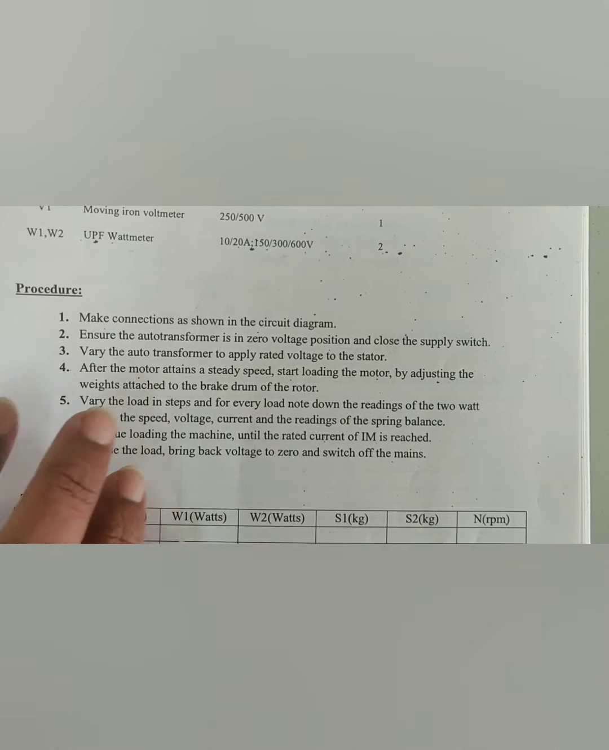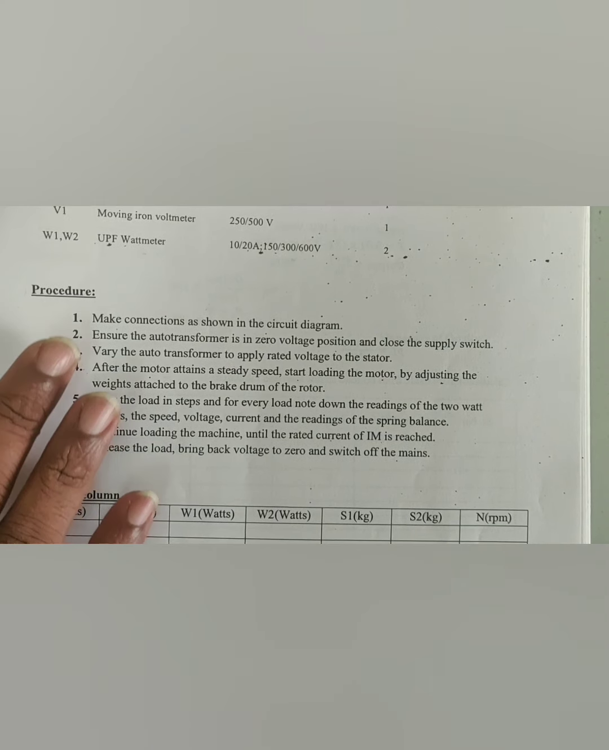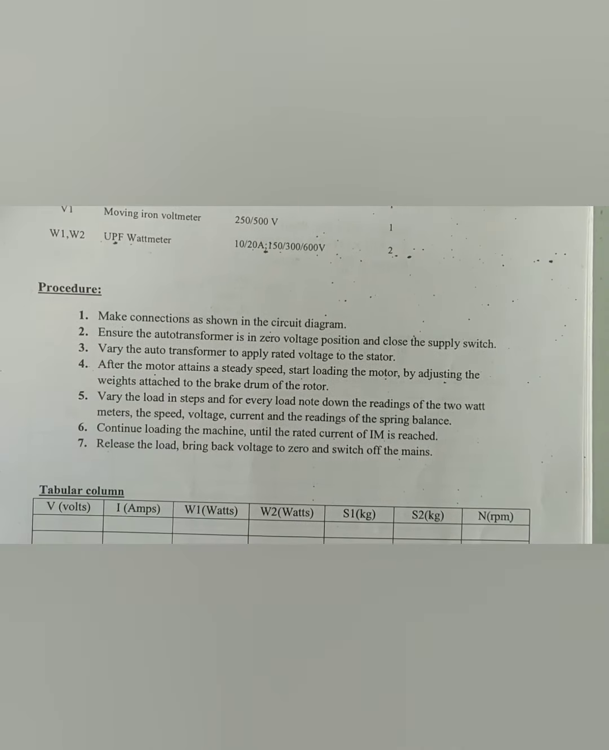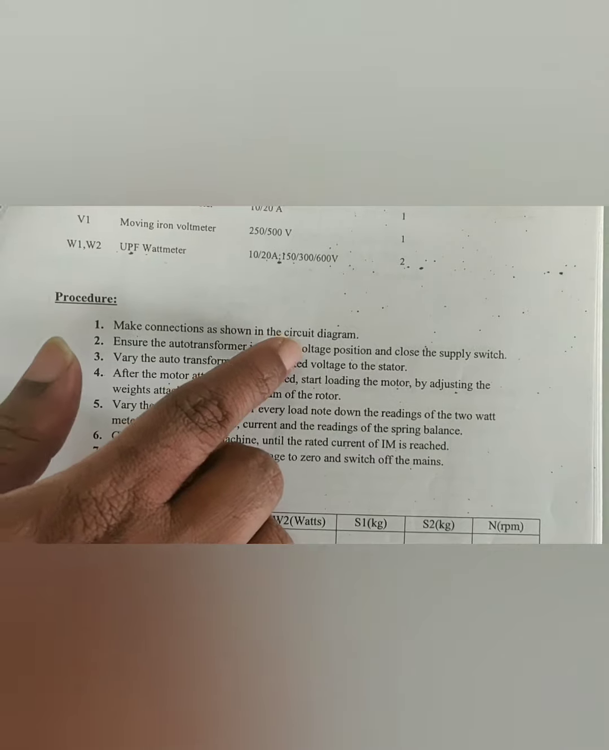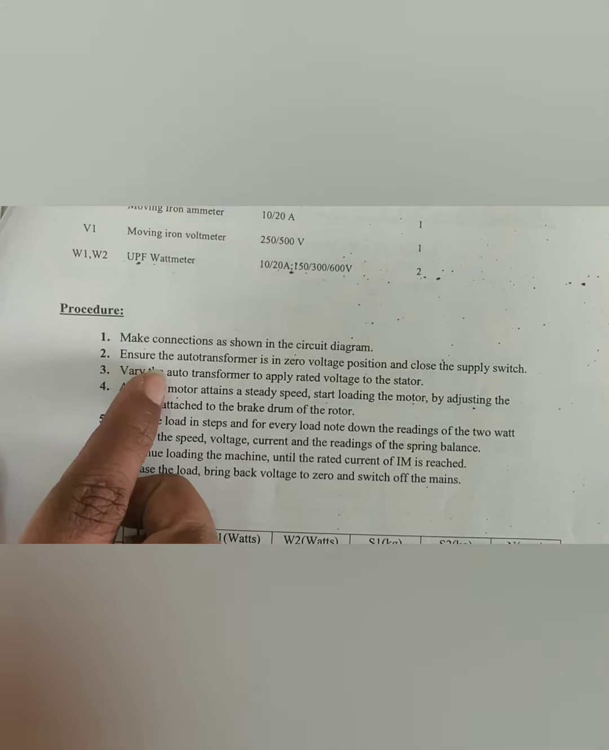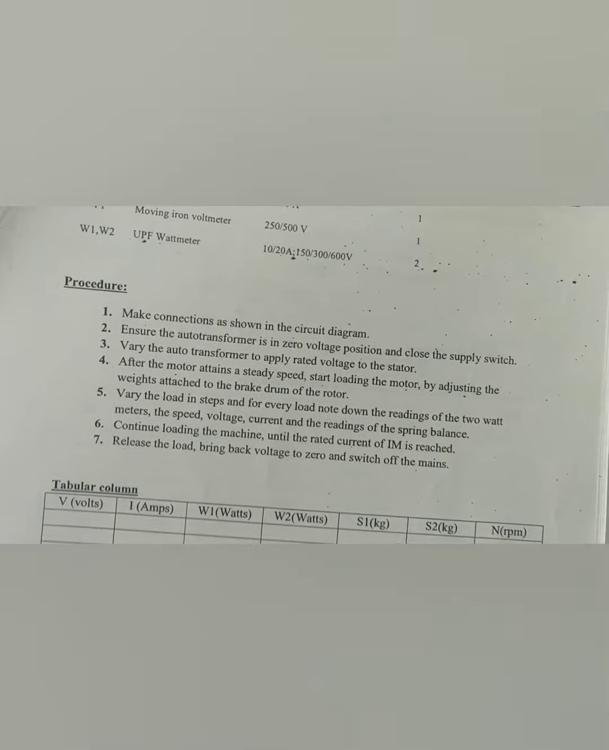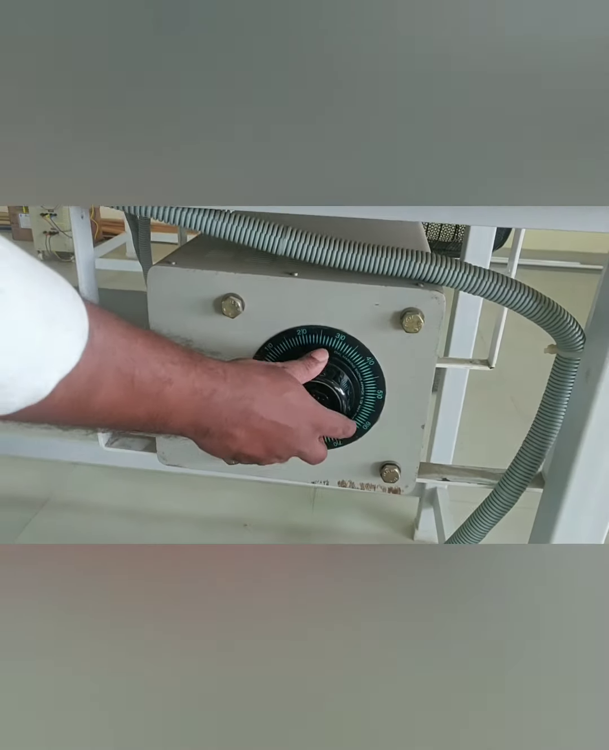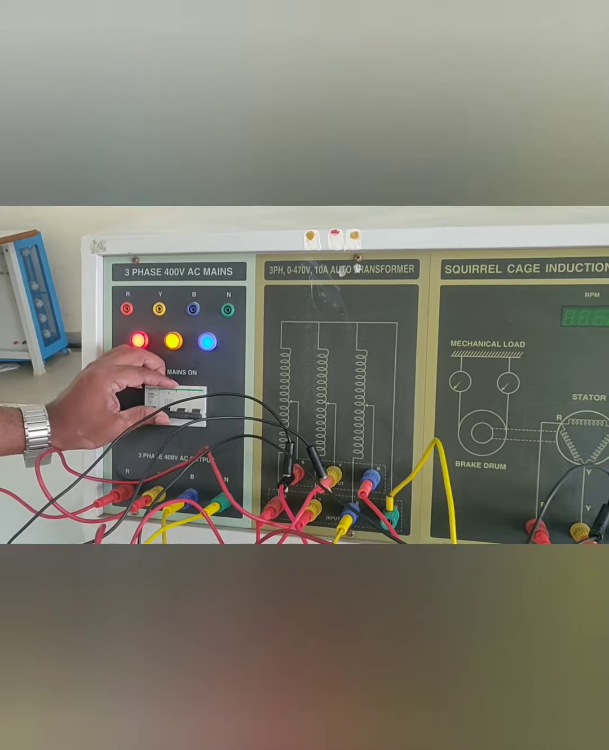Now we shall go with the conduction. Before going with the conduction, first you have to go through the procedure. The first step is you have to ensure that the connection has been done according to the circuit diagram. That has been done. And then you have to ensure that the auto transformer is in zero voltage position, and then you have to close the supply switch, that is MCB.